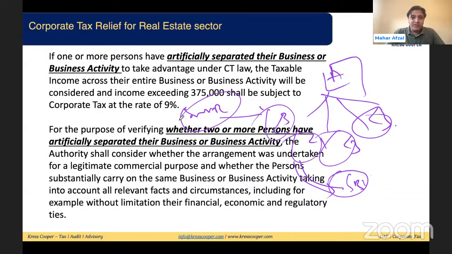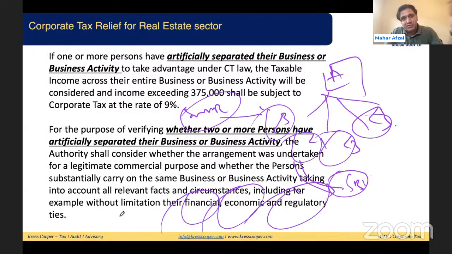They will look into the financial factors, economic factors, and regulatory factors; all these factors they will consider. They will consider the resources, office, employees, and who is the point of contact with the client. If there is one business development manager dealing with all clients who are different businesses, how can we say this is a fragmentation? This is not a fragmentation.